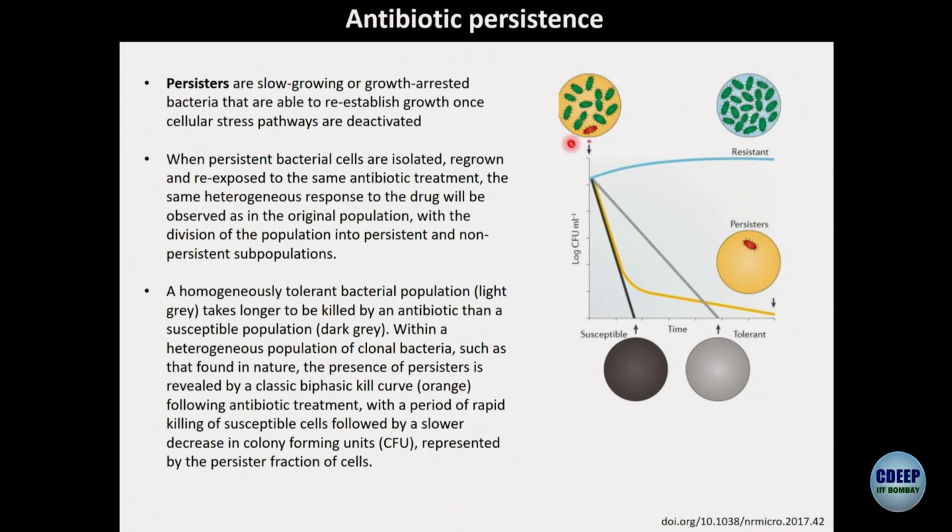But there are certain bacteria which are red. These are the persister population, which is a very minor number, and that's why only MDK 99.99 will change and not MDK 99. So if at all you introduce, what will happen? Over here you will see this yellow line, which is a biphasic character, that's the persister population.